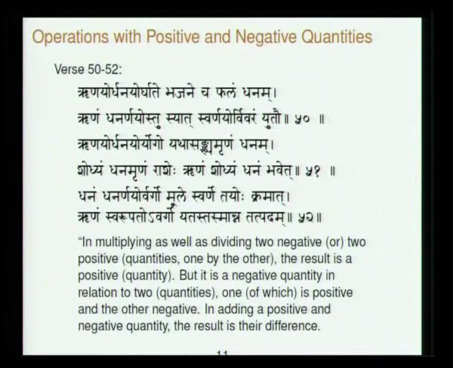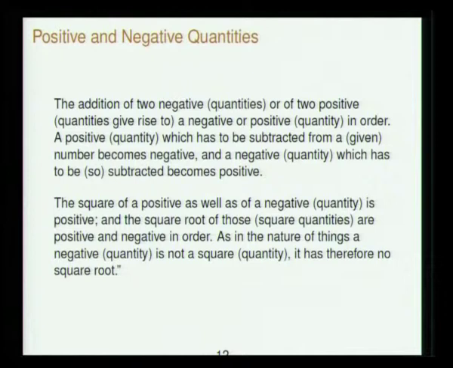In multiplying as well as dividing two negative or two positive quantities one by the other, the result is a positive quantity, but it is a negative quantity in relation to two quantities, one of which is positive and the other negative. In adding a positive and a negative quantity, the result is the difference. So, this is already a very clear understanding of positive and negative numbers. According to him, the addition of two negative quantities or of two positive quantities gives rise to a negative or positive quantity in order. So, plus plus plus is a plus, minus minus plus minus is minus.